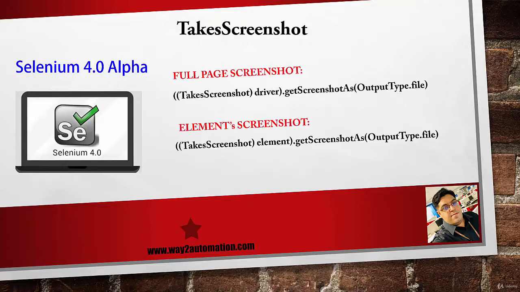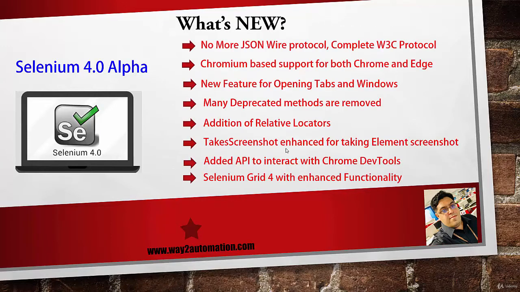So basically, if we want to capture a full page screenshot, we simply call this interface, typecast it with the driver reference, and then call the method getScreenshotAs with output type as file. So this actually generates a full page screenshot. And now the only change that you need to make to capture an element screenshot is, instead of this driver, you need to pass the element over here. So just pass the element and it will capture the element screenshot. Right, so this is how your TakesScreenshot interface is enhanced with the functionality of capturing element screenshots as well.